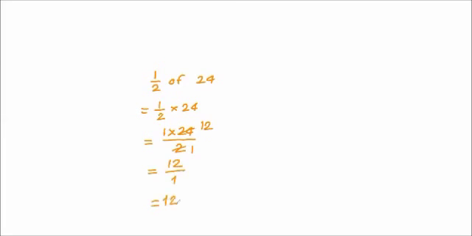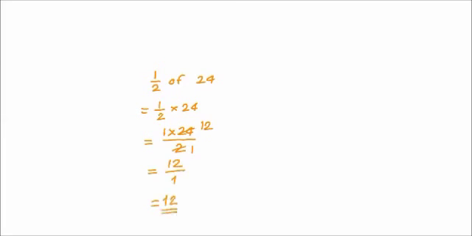We need to find 1/2 or 1 upon 2 of 24. Now we know of means multiplication. So that is equal to 1 upon 2 multiplied by 24. And that is equal to 1 into 24 upon 2. Now we see there is a common factor between 2 and 24. So what we can do is 2 1s are 2, 2 12s are 24. So 1 into 12 is 12 upon 1, which is equal to 12.